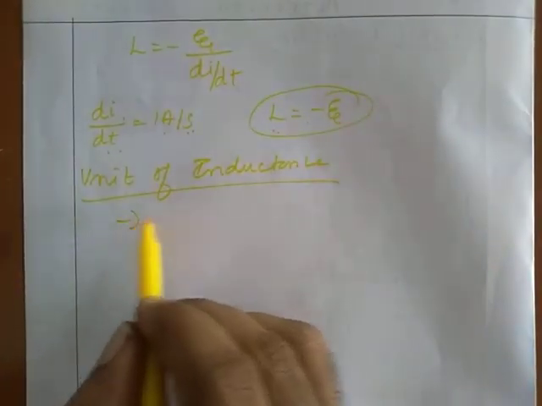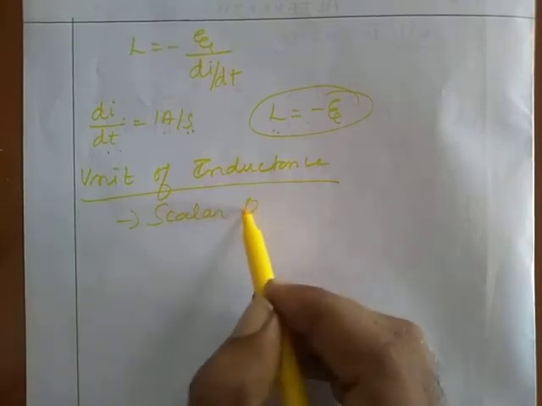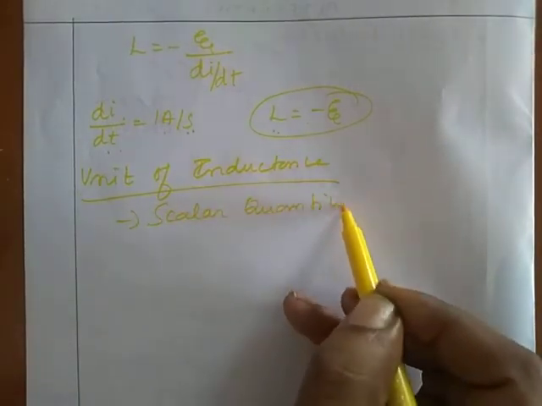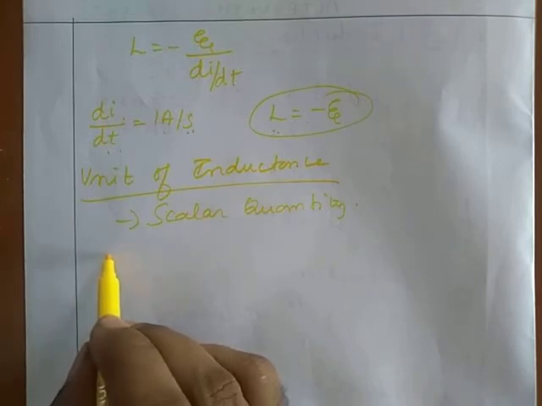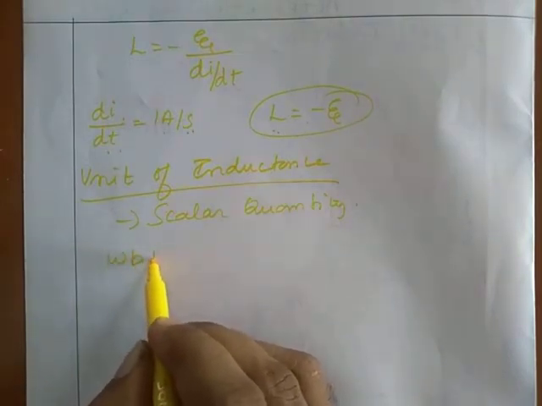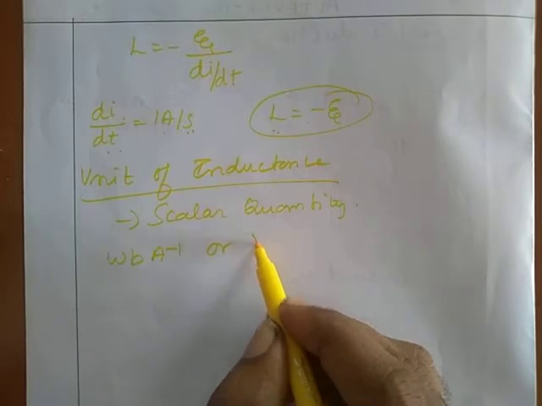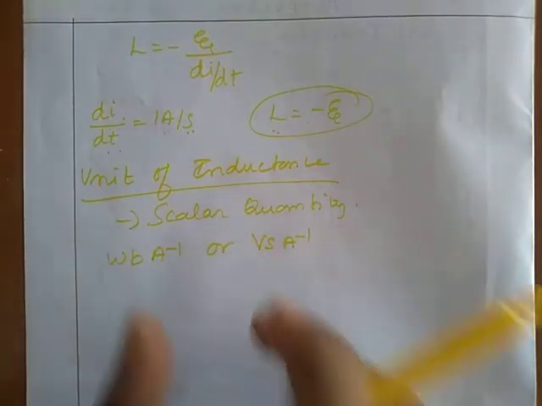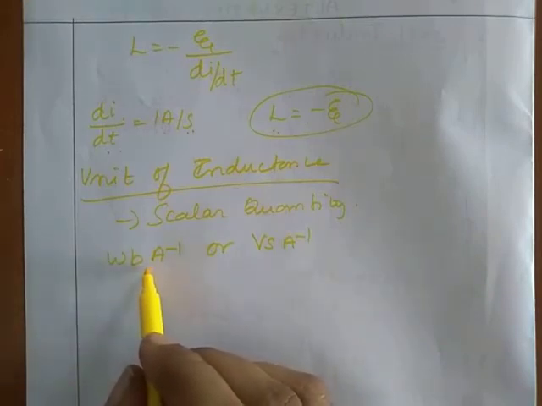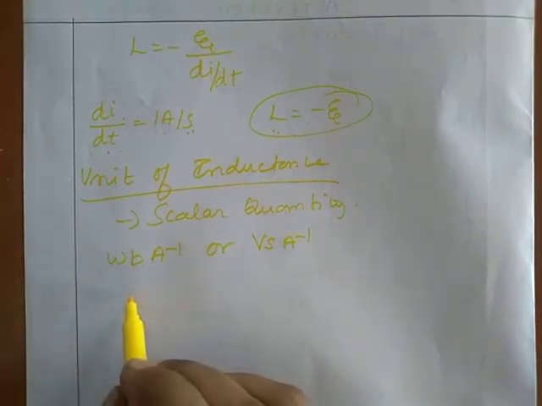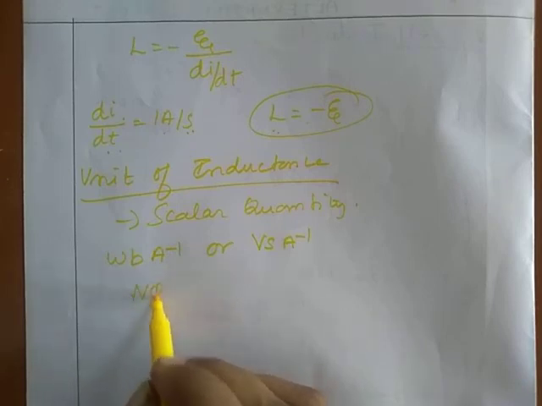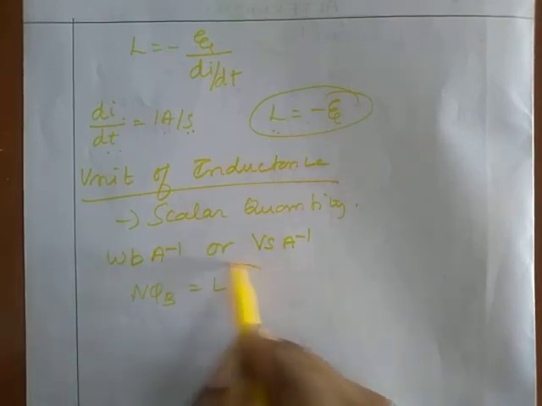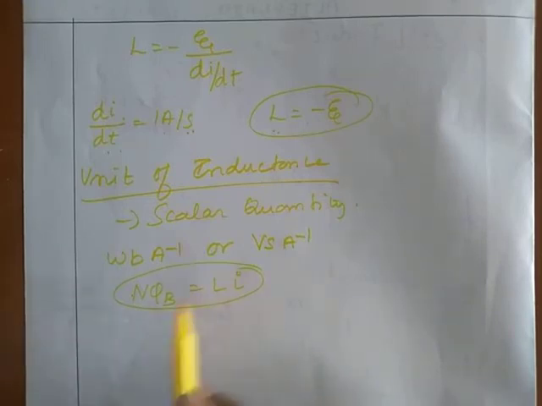Inductance is a scalar quantity. Then it has the unit Weber ampere power minus 1 or volt second ampere power minus 1. No need to bother about this. This relation comes from the relation we know, n phi b is equal to Li. You know very well. Then we need the formula for L. Then L is equal to n phi b by I.